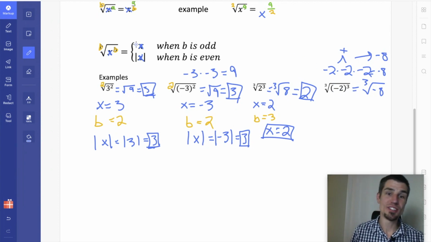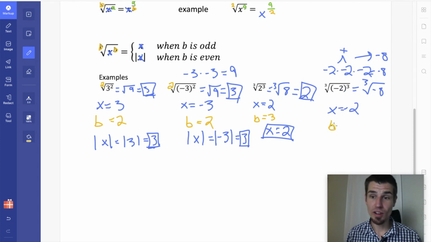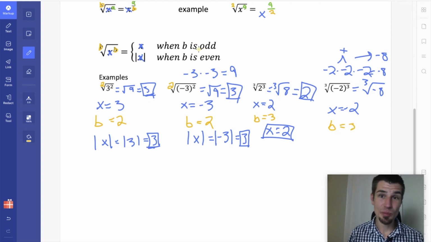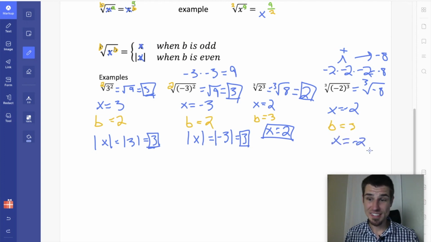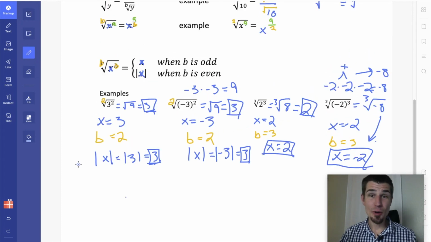Well, we're about to see the answer is negative 2. How? Well, let's use our beautiful and amazing definition. What is x? X is the base. The base is negative 2. So in this case, our x is negative 2. What's our b? Well, our b is found by the index, and we want to make sure our index and our exponent are the same. So b is 3. B is an odd number. So our answer is just whatever x is. What is x? X is negative 2. So what is the cubed root of negative 8? Negative 2.